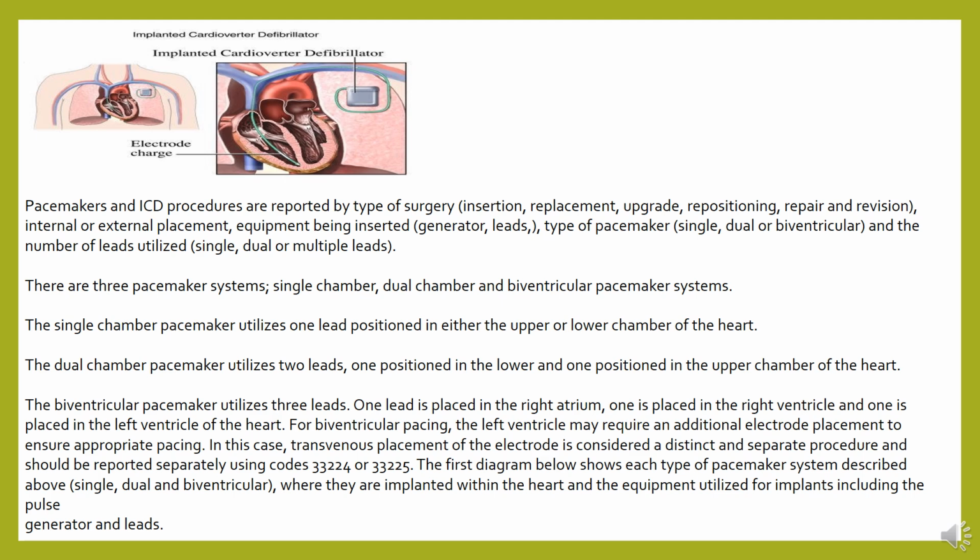For biventricular pacing, the left ventricle may require an additional electrode placement to ensure appropriate pacing. In this case, transvenous placement of the electrode is considered a distinct and separate procedure and should be reported separately using codes 33224 or 33225. The first diagram below shows each type of pacemaker system described above: single, dual, and biventricular, where they are implanted within the heart, and the equipment utilized for implants, including the pulse generator and leads.